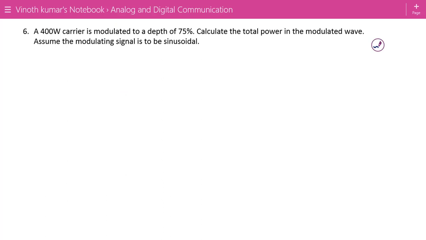So in this question, a 400 watt carrier is modulated to a depth of 75%. Calculate the total power in the modulated wave. Assume the modulating signal is sinusoidal.